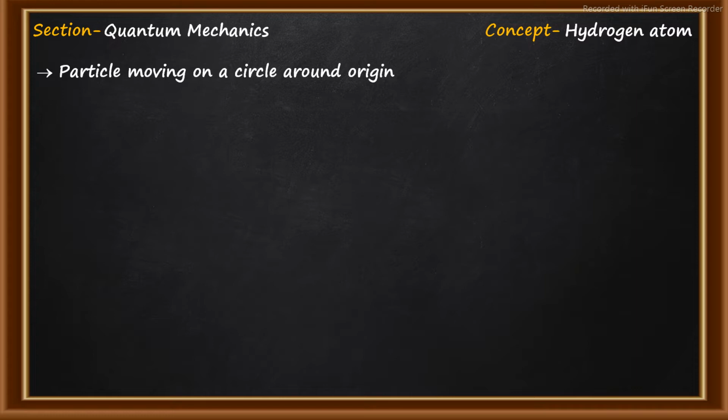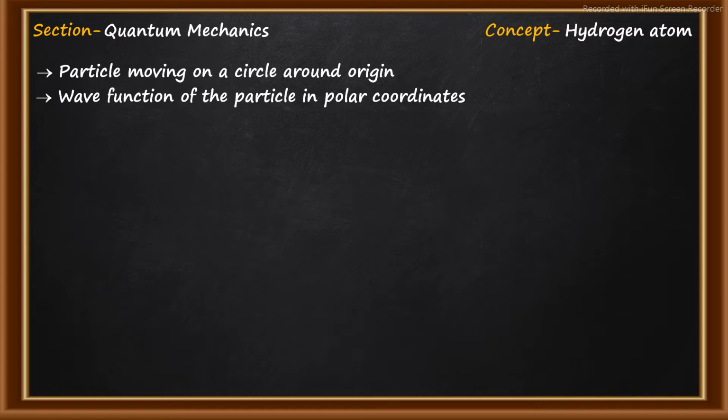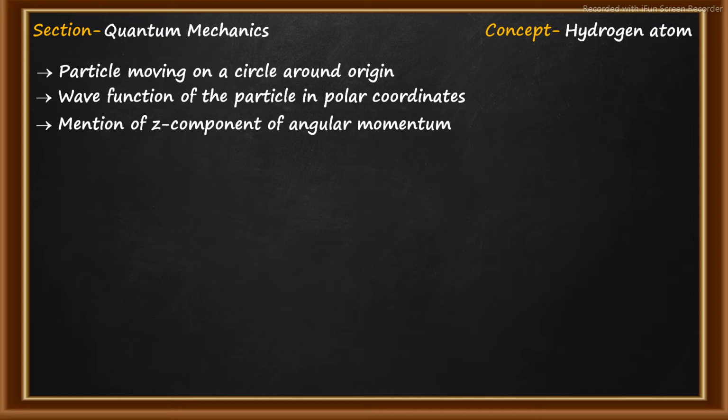Second, the wave function here is expressed in terms of polar coordinates, and in the case of the hydrogen atom, the wave function is expressed in terms of spherical polar coordinates. And the last reason which confirms it is the mention of the z component of the angular momentum operator Lz, as quantization of angular momentum comes into the picture while studying the quantum mechanics of the hydrogen atom. So all these three reasons confirm that the given system is very similar to the case of the hydrogen atom.